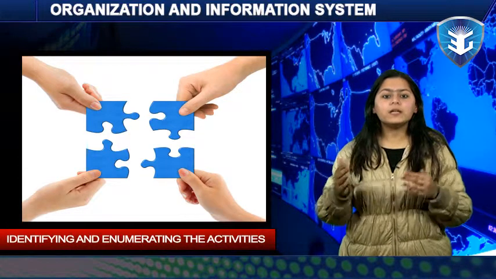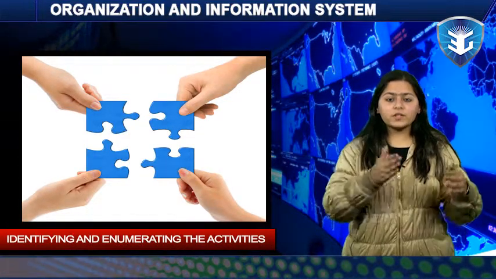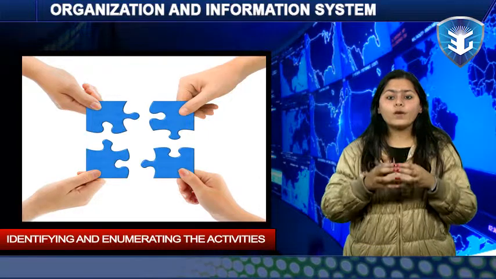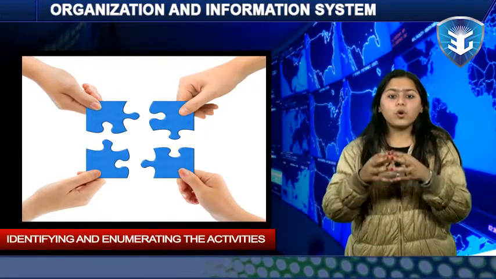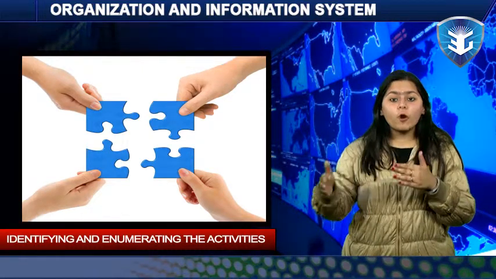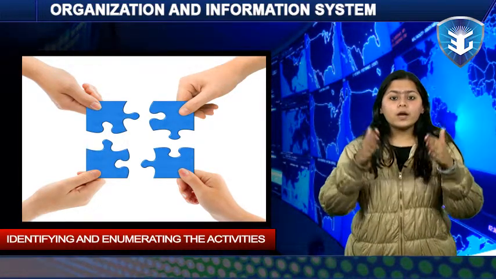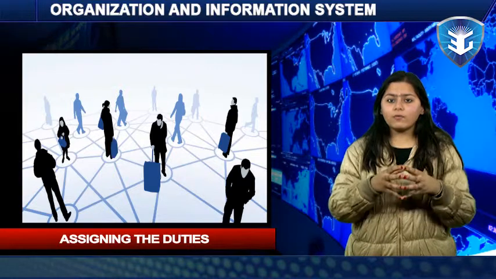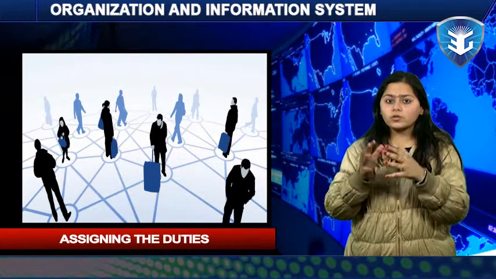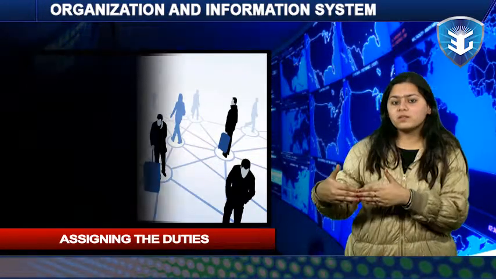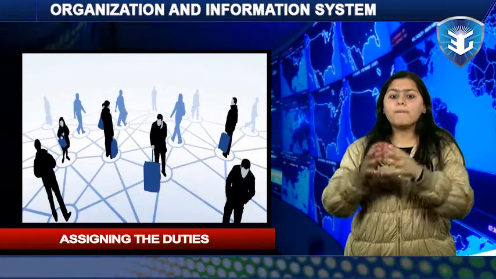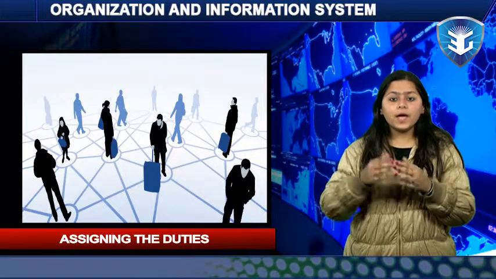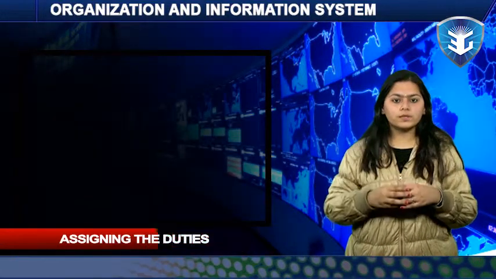Identifying and enumerating the activities. After the objectives are selected, the management has to identify the total tasks involved and break them up into closely related component activities that are to be performed by an individual, division or department. Assigning the duties. When activities have been grouped according to similarities and common purposes, they should be organized by particular department. Within the department, the functional duties should be allotted to particular individuals.